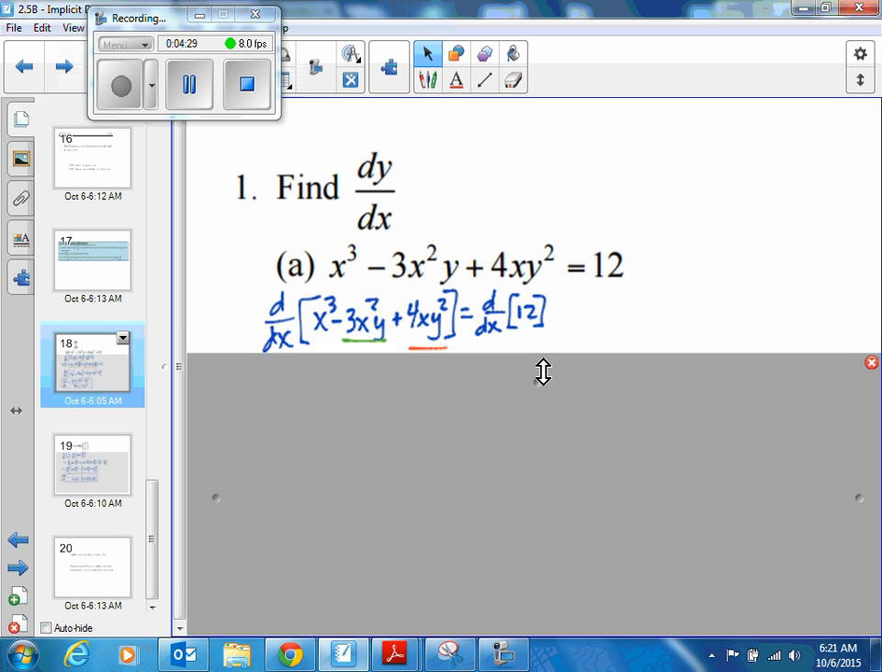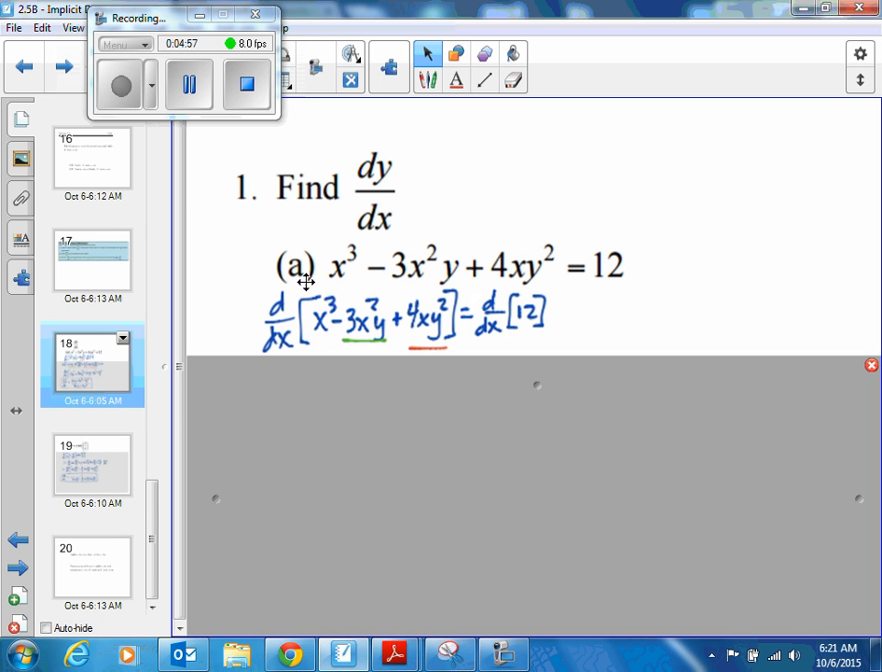It might even be a good idea to write it out like that, d/dx of both sides. So this lets us know exactly what we're going to do. Now if we look at this right-hand side, the derivative of a constant by itself is 0. So we know that. And then our derivative on our left-hand side, if we look, we have 3 separate terms here, split by addition and subtraction.